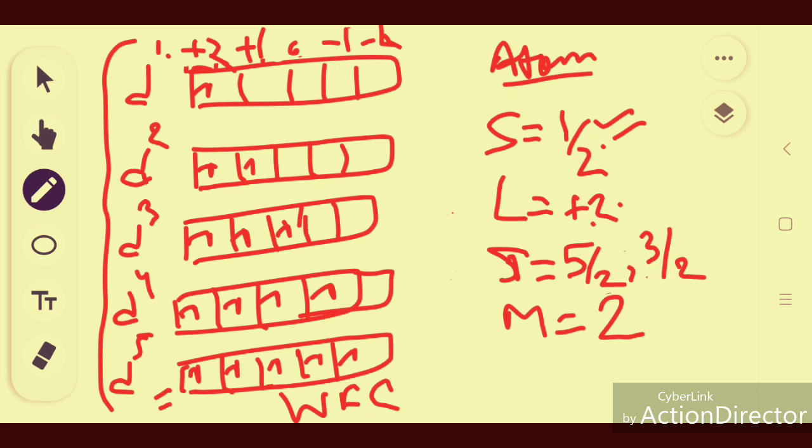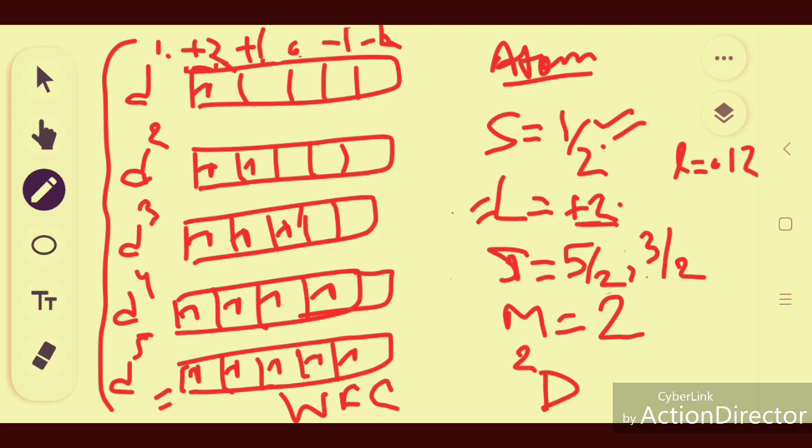So the term, according to L, will be D because L is equal to 2. So the term will be capital D. As we know, if L is equal to 0, then the term will be S. If it is 1, then the orbital will be P. If it is 2, then it is D. Likewise, if capital L is equal to 2, then the state will be D. Multiplicity is 2, so the state will be 2D.